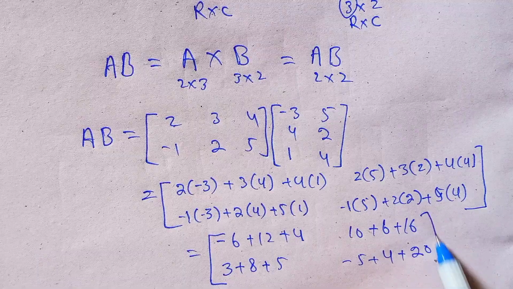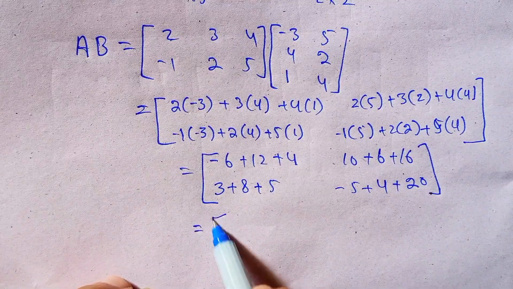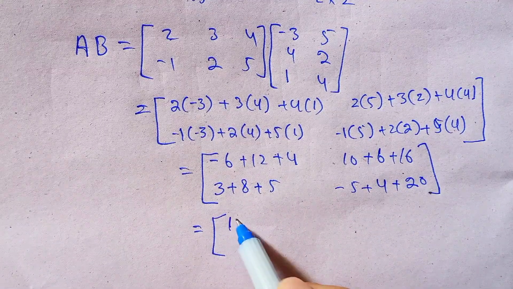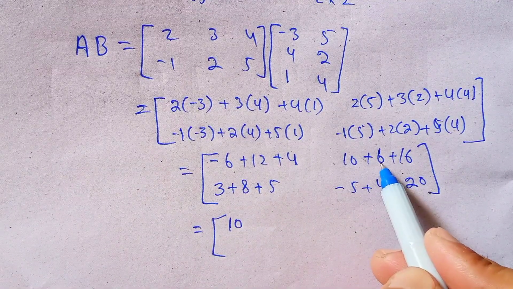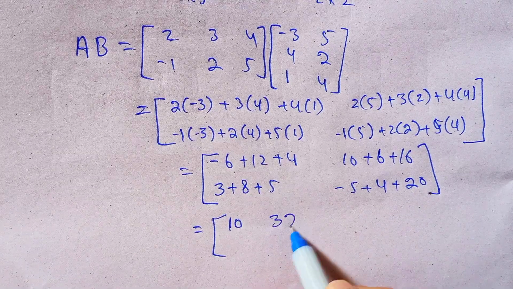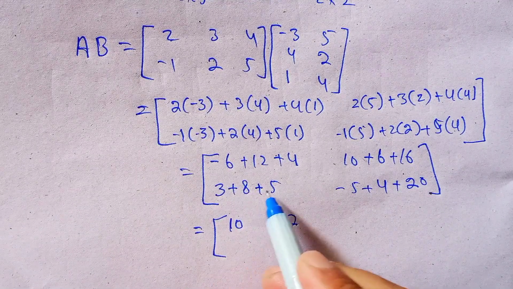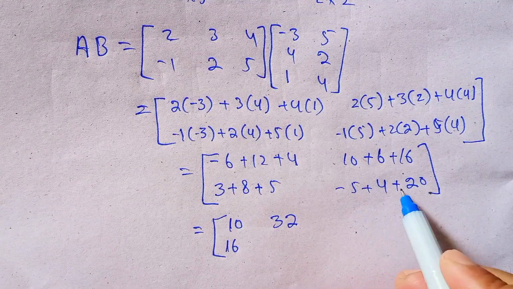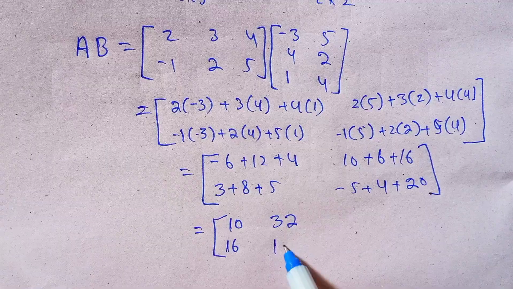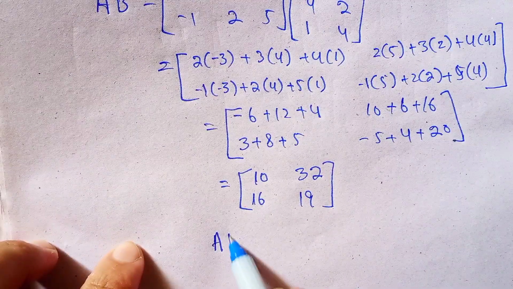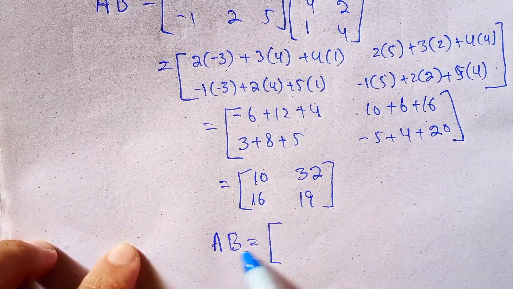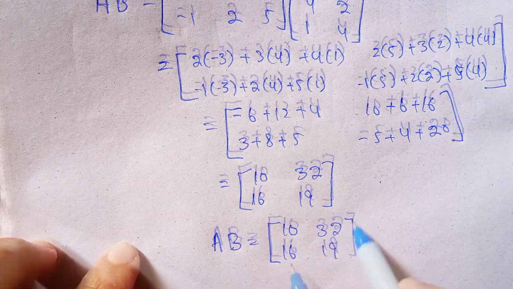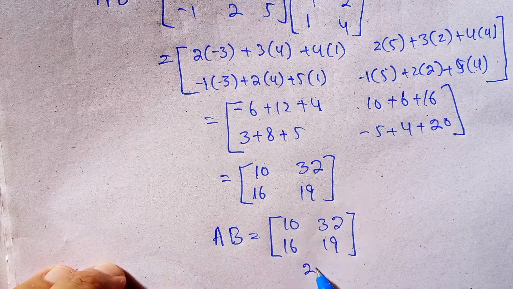So we have negative 6 plus 12 is positive 6, plus 4 is 10. 10 plus 6 is 16, plus 16 is 32. 3 plus 8 is 11, plus 5 is 16. Negative 5 plus 4 is negative 1, plus 20 is positive 19. The AB matrix contains 10, 32, 16, and 19. The order of matrix AB is 2 by 2.